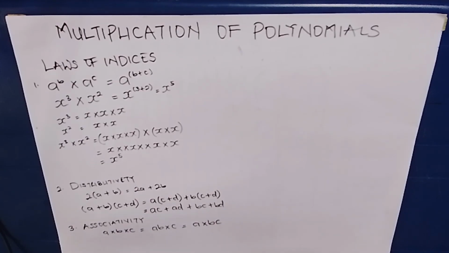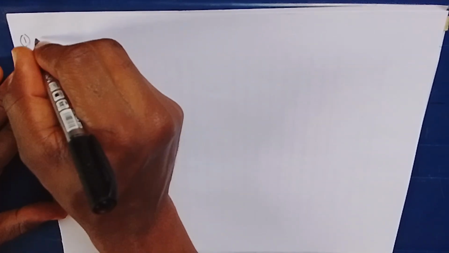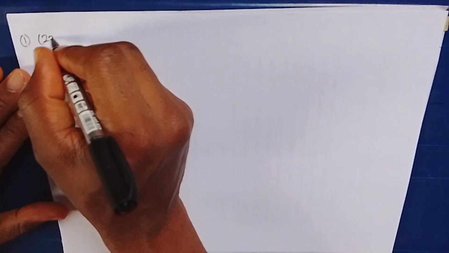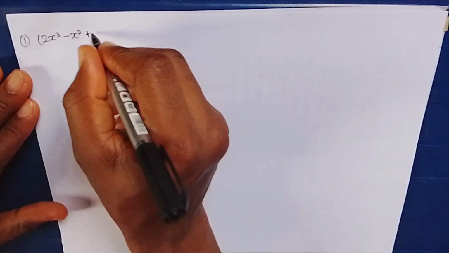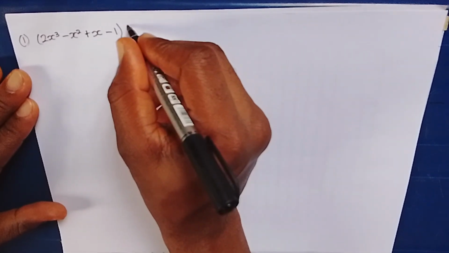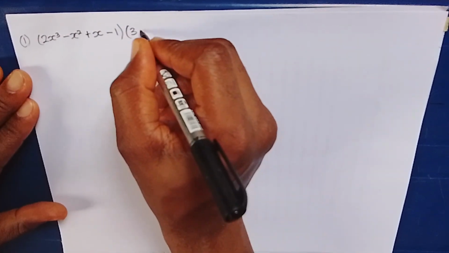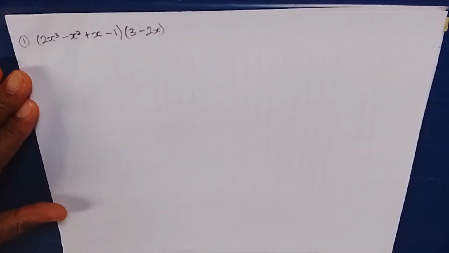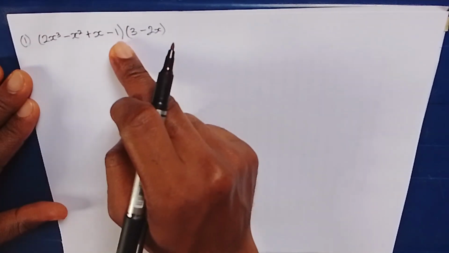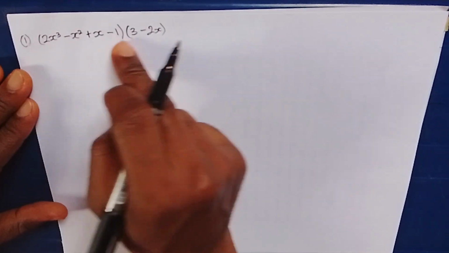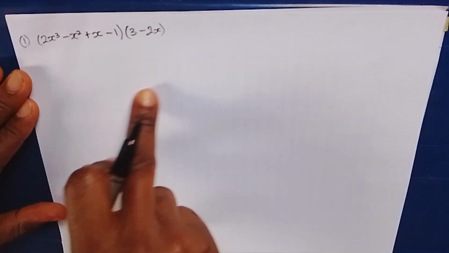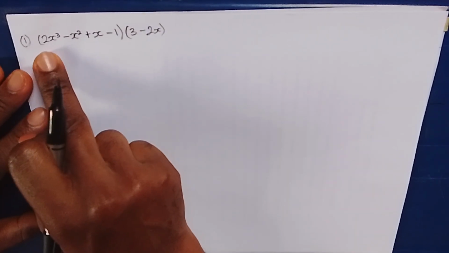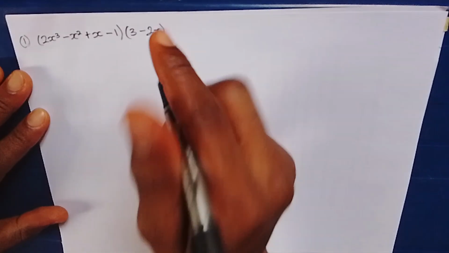Now let's head into some examples. Example 1. The first polynomial is 2x cubed minus x squared plus x minus 1. We have to multiply it by 3 minus 2x. So simple. You distribute every term in this polynomial into this polynomial. I'm using the word guy too much. You multiply every term in this polynomial into this polynomial.